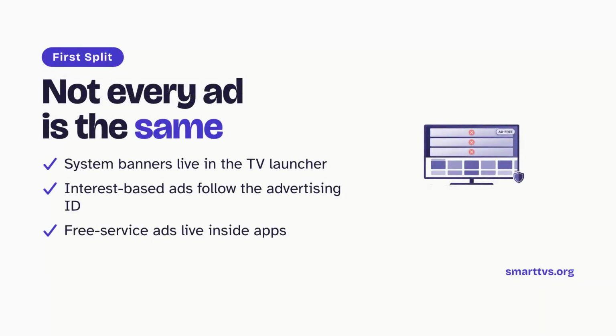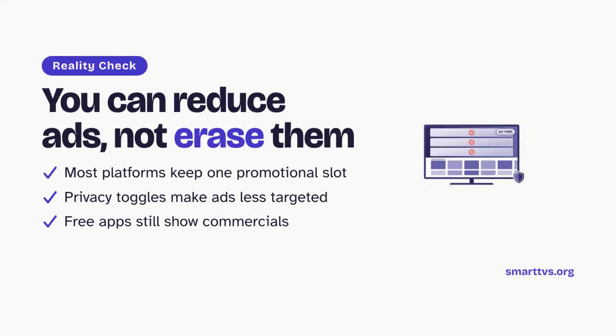There are 3 different ad layers. System banners live in the TV launcher. Interest-based ads follow the advertising ID. Free service ads live inside apps like free channels. That is why one setting never fixes everything.